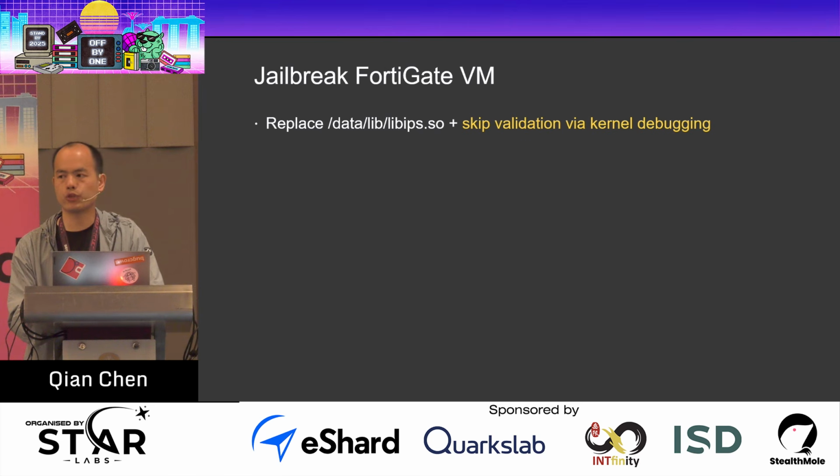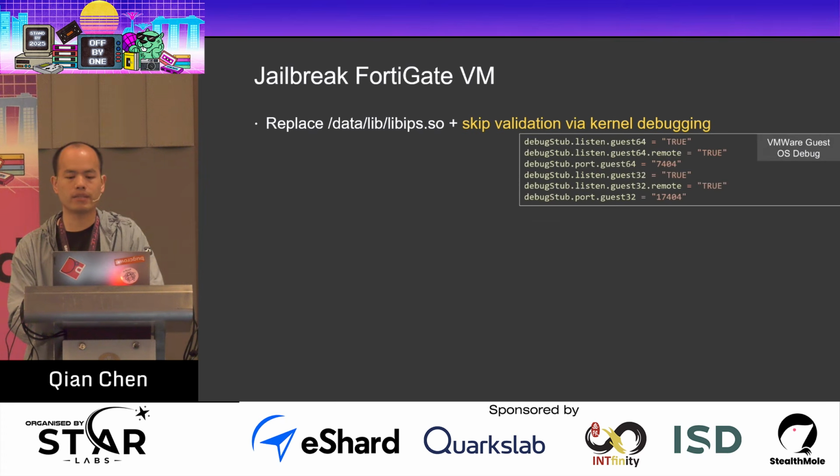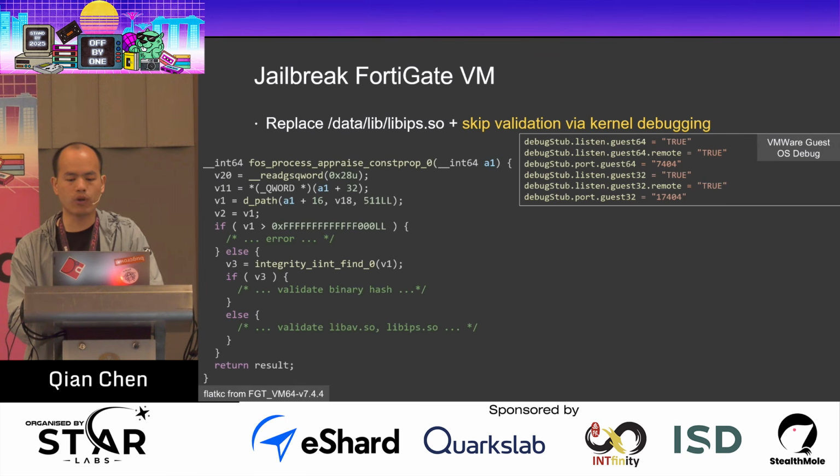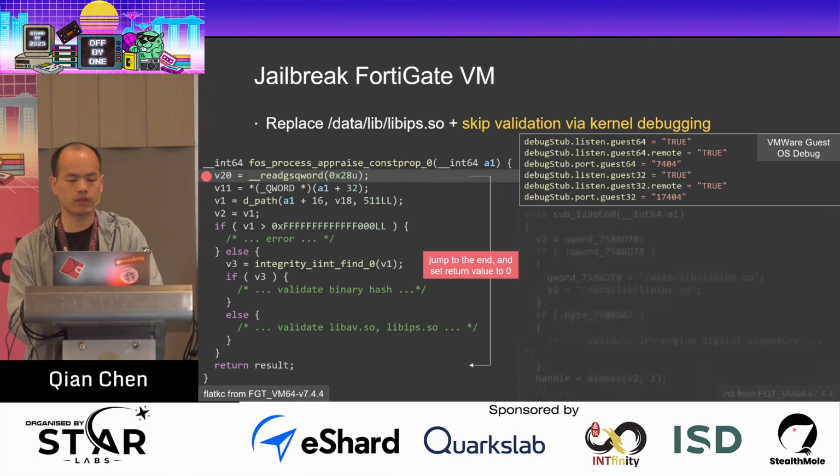The second step is to skip validation via kernel debugging. Using VMware Workstation as an example, we can enable kernel debugging of the guest OS by adding configuration to its VMX file. Once in debug mode, 2 key modifications are needed. First, in function FOS process authorized control function. Upon hitting the first instruction, we jump to the end and set the return value to 0.